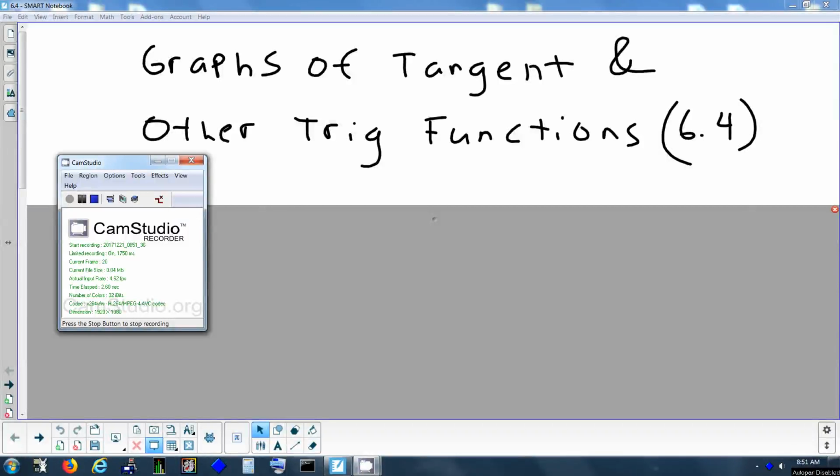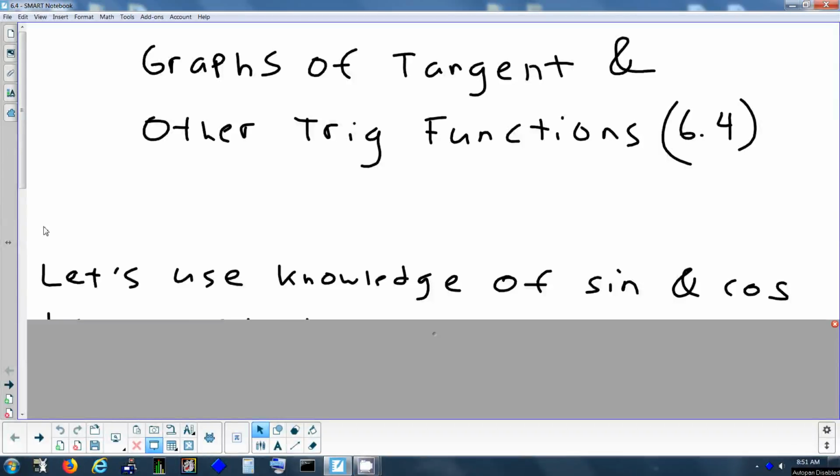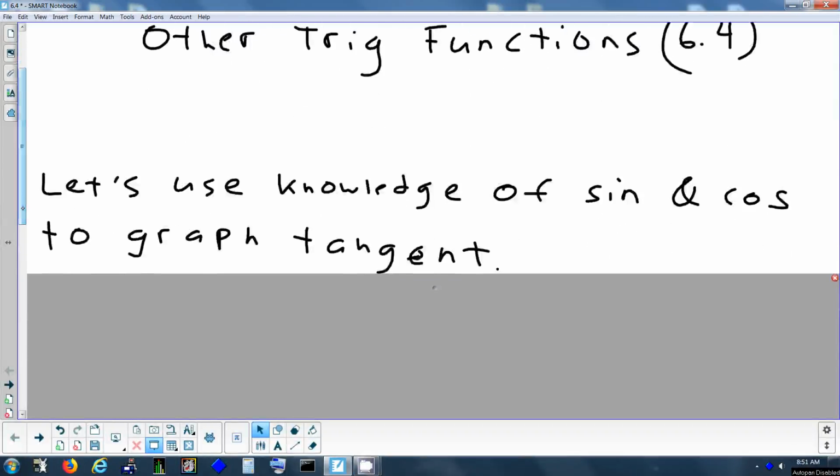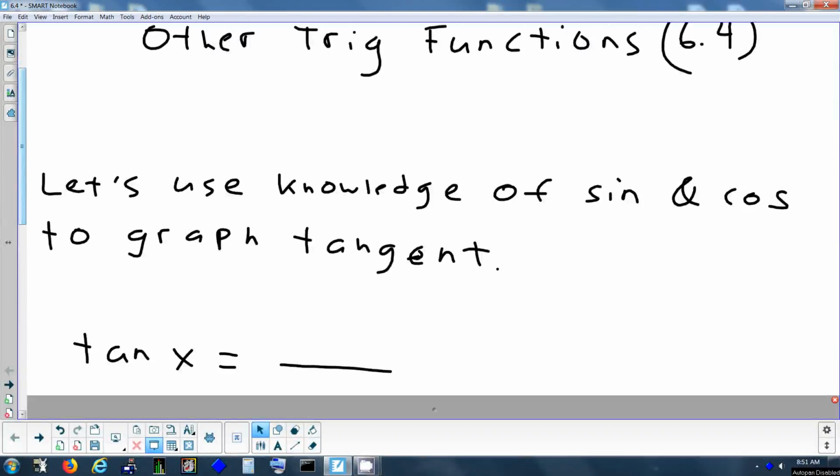Okay, so last section we're going to look at this week is 6.4, and this will finish off the graphing and what all the different trig functions look like. So we're going to use what we already know about sine and cosine to figure out what tangent would look like.